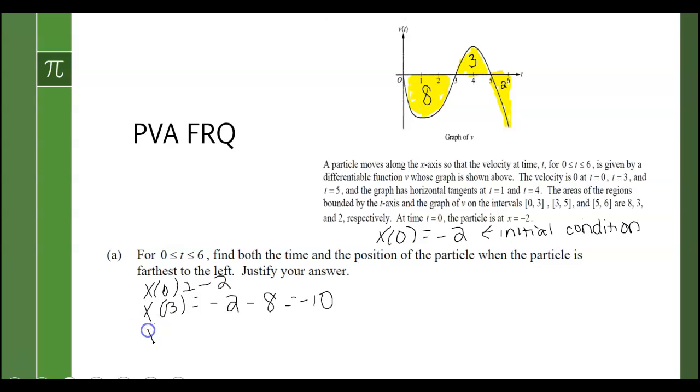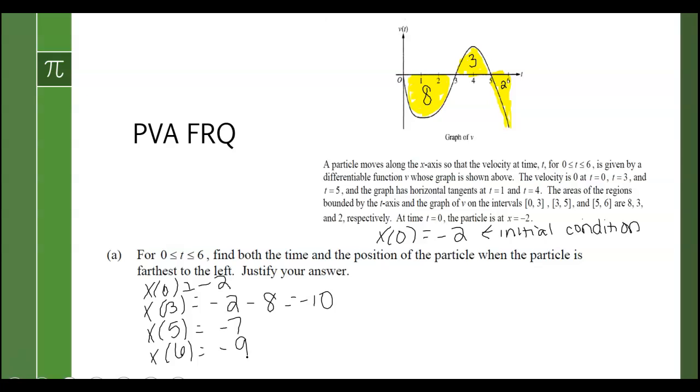At 5, it's now moved forward, so it's negative 10 plus 3, so negative 7. And then at its final position of 6, it's negative 7 minus 2, which is negative 9.